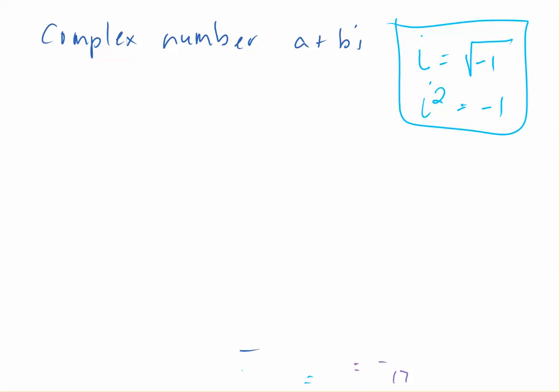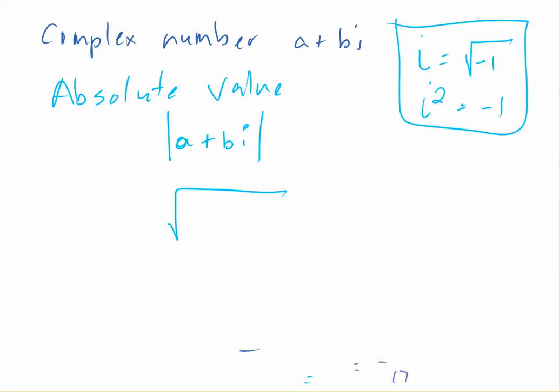The last skill you need from this section is to find the absolute value of a complex number. So let's say we have a complex number a plus bi. To find the absolute value of that, all we're going to do is something really strange. We're going to take the square root of a squared plus the number b squared, and we're just going to completely forget about that i.